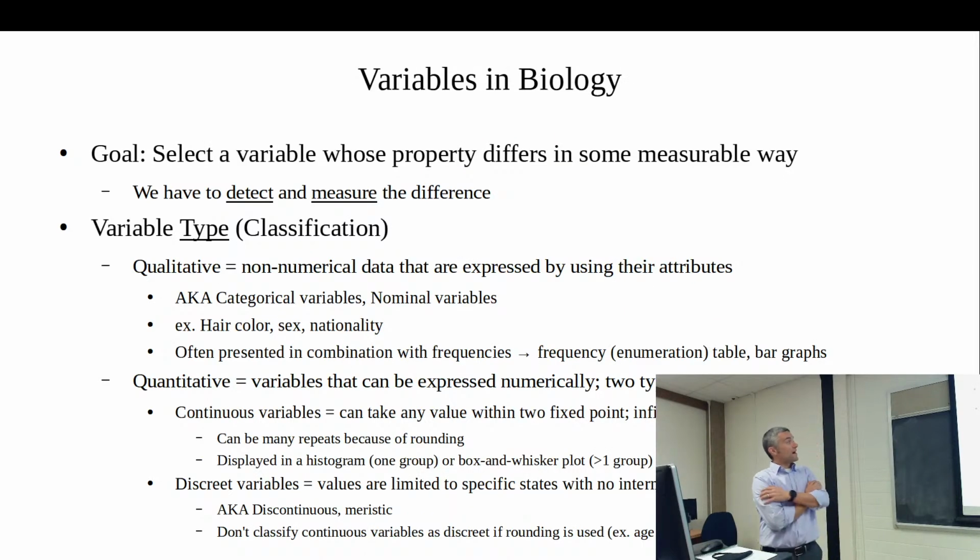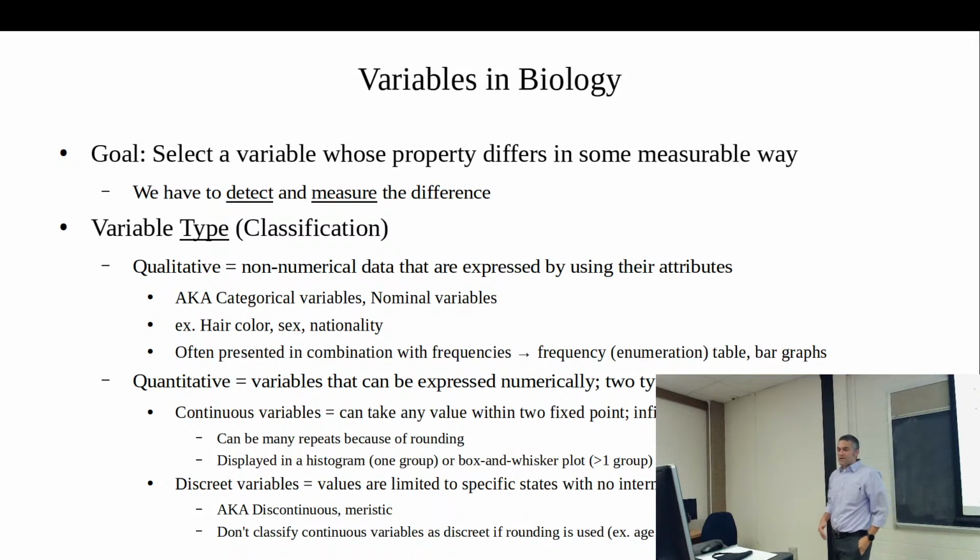All right, variables in biology. Our goal, anytime we work with variables, is to pick one whose properties vary in some measurable way. We want to be able to measure it. Not only measure it, we have to first detect it, and then measure it. With variables, we have two types we can choose: qualitative variables and quantitative variables.